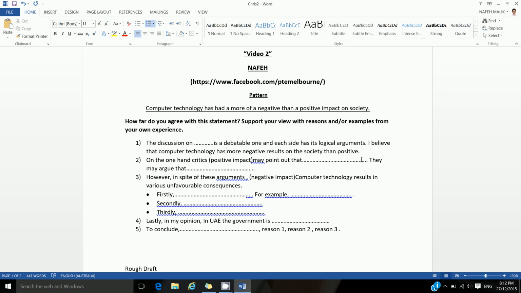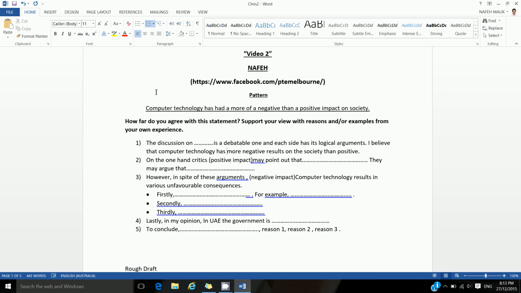So when we have the introduction in front of us, I told you we write 2 sentences. Sentence 1 is where you write the topic sentence of the whole essay, and this one is paraphrasing the question. So we have an example question in front of us which says that computer technology has had more of a negative than a positive impact on society. How far do you agree with this statement? Support your view with reasons and/or examples from your own experience.